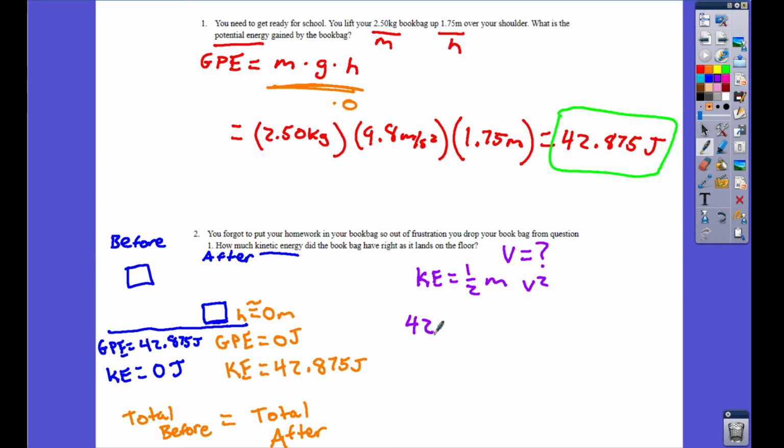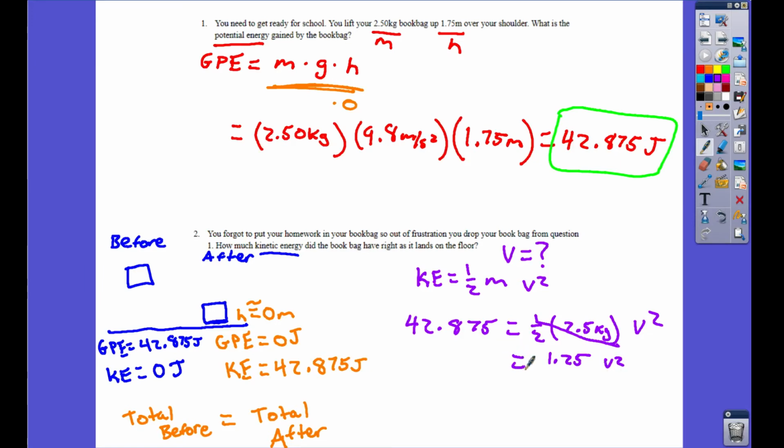We have 42.875 for our kinetic energy after. It's equal to 1/2 times the mass, which was 2.5, times our velocity squared. We want to get velocity by itself, so all that we're going to do here is isolate the v and then get rid of the squared. So we have 1/2 times 2.5 is going to be the same thing as 1.25. So I'm going to go ahead and write that out first.